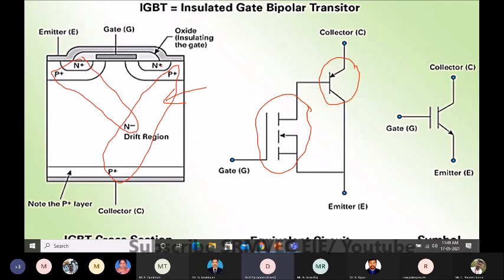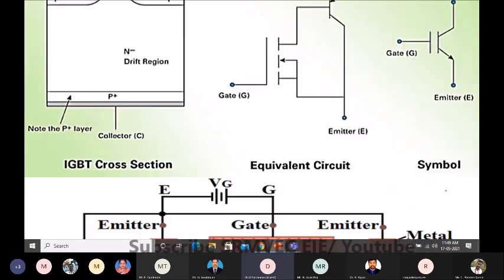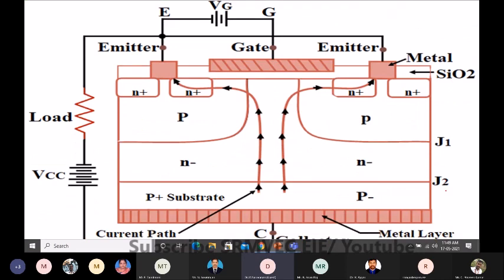The symbol for this IGBT has a gate, so it is related to the MOSFET. There is electrical isolation between the charge carrier conduction and the control, and emitter and collector are the other two terminals. This can be operated by applying an external voltage across emitter and collector. You can see the emitter is applied with the negative and the collector with the positive, which makes the junctions J1 and J2 operate in reverse bias.